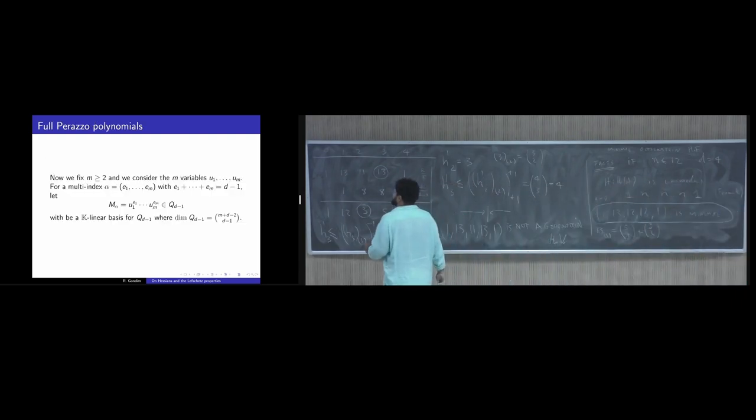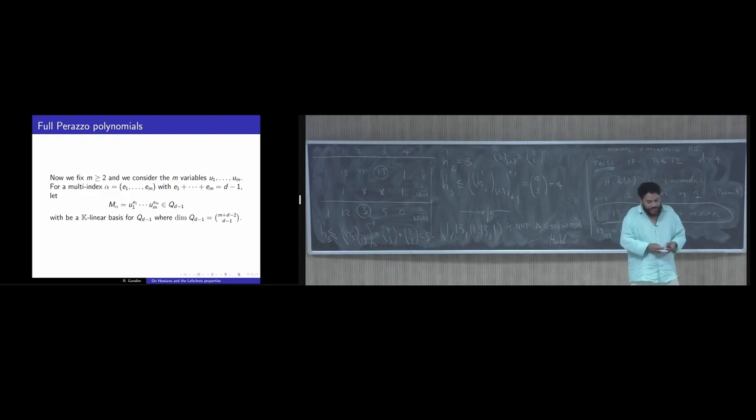How to generalize these ideas? In the same way, I have to choose a bunch of u variables, that in this case I choose 3 u variables, u, v, and w, and find the dimension of degree d minus 1 in m variables, which is the binomial m plus d minus 2 choose d minus 1. And define the so-called full Perazzo polynomial of type M and degree D. And we define the full Perazzo algebra.